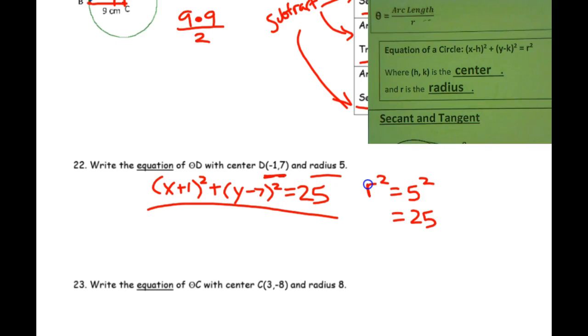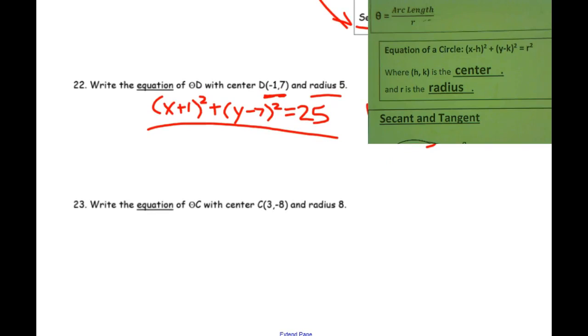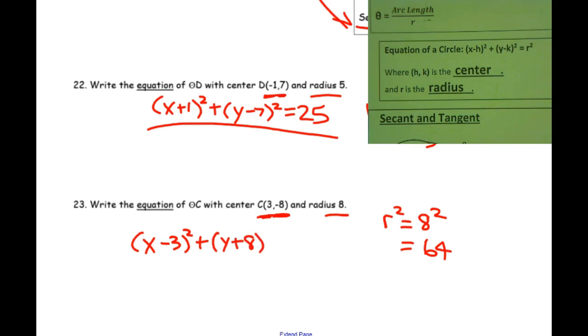So remember, these are opposites inside the parentheses. Let's do it again. I got a center, I got a radius, okay? I need to know what r squared is, so 8 squared, 8 times 8, 64. So here we go. X, the opposite of a positive 3 is minus 3, parentheses squared, plus, parentheses y, the opposite of negative 8, positive plus 8, squared, equals, and we already figured this out, r squared is 64.